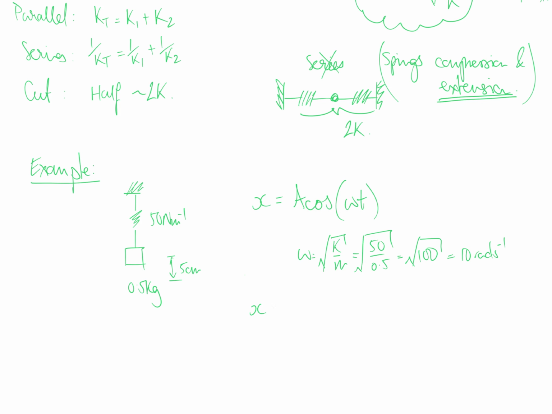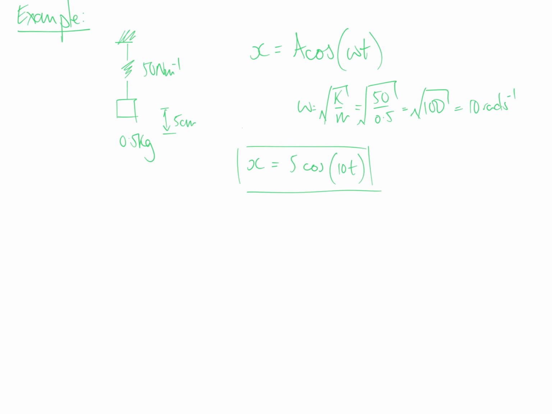So our form is, we have 5 in centimetres cosine 10t. And we can work out any subsequent time period of that. For any subsequent period of time, we can work out the oscillations. Okay. And let me talk a little bit more, because there's another point to make here.